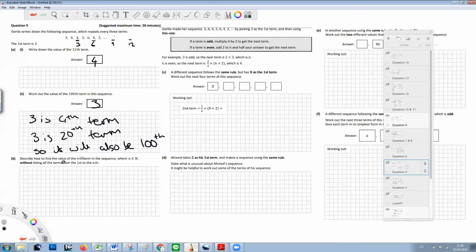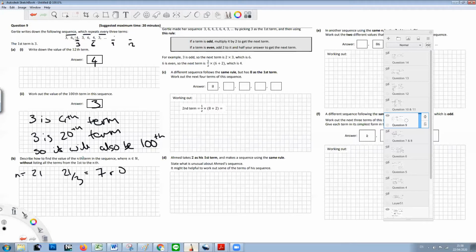So for this, we're told to describe how to find the value of the nth term of the sequence, where n is an element of the natural numbers, without listing all the terms. So we know that the sequence repeats itself every 3 terms. So if I was to pick a term, say n is equal to 21, well, if I divide 21 by 3, I get 7, so the remainder is going to be 0. So I'm going to be on the third term each time.